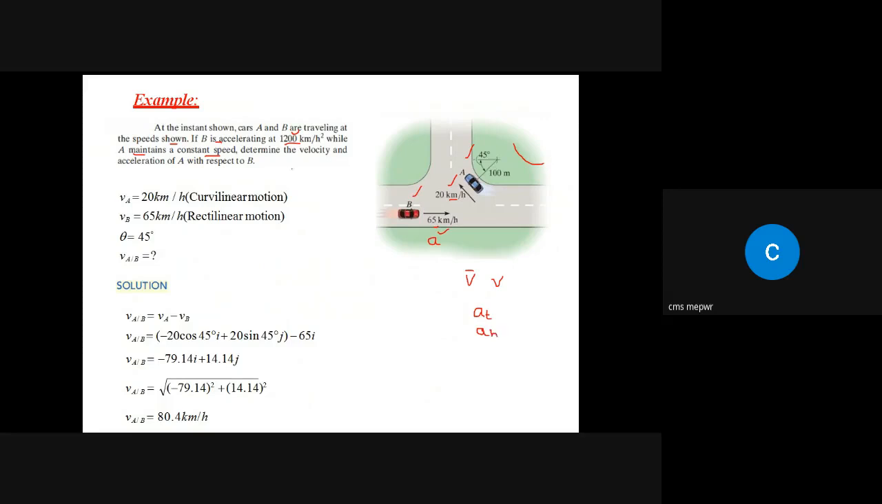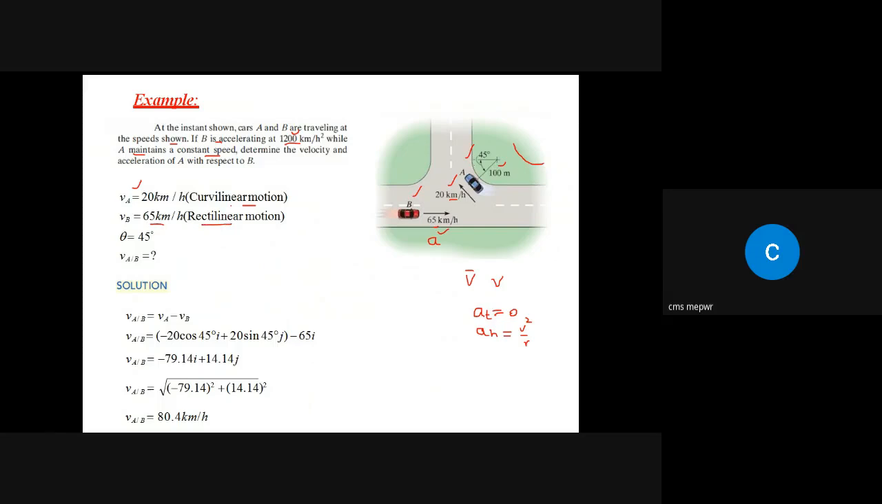So they say A maintains a constant speed. So this means this component is 0, but this component is not 0. It should be equal to V square by rho, or V square by R, and R is given over here. It is 100 meter. Okay, so let's look at this one. VA is 20 km per hour and it is having curvilinear motion, and VB is 65 km per hour. It is having rectilinear motion.